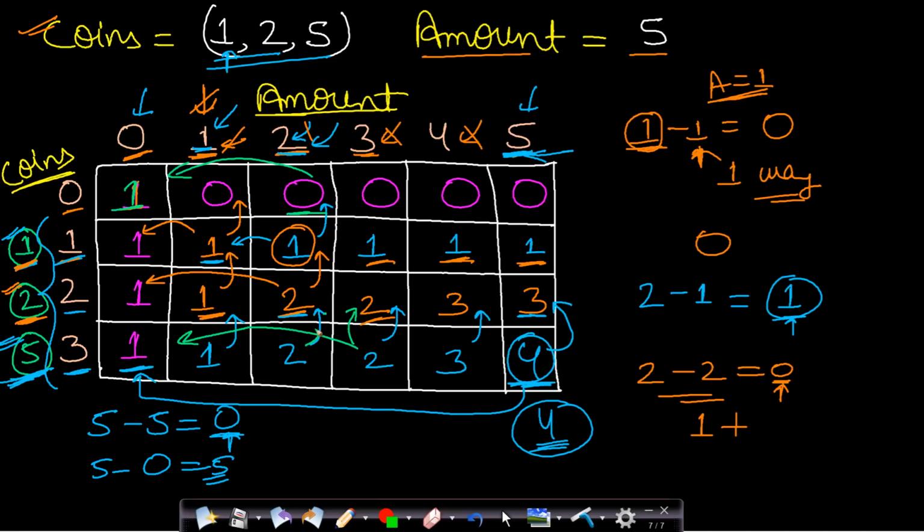So what will be the time complexity? We have number of coins as the number of rows, and the number of columns is the amount. So this is the size of our matrix and this will be the time complexity, order of number of coins times amount. So let us now look at the code.